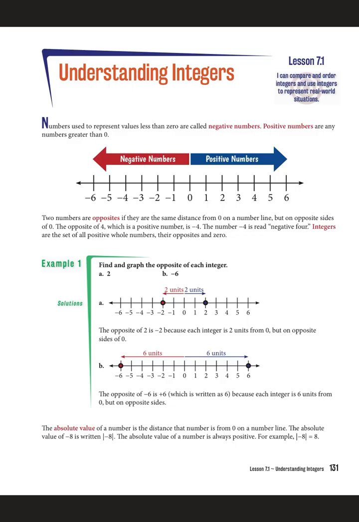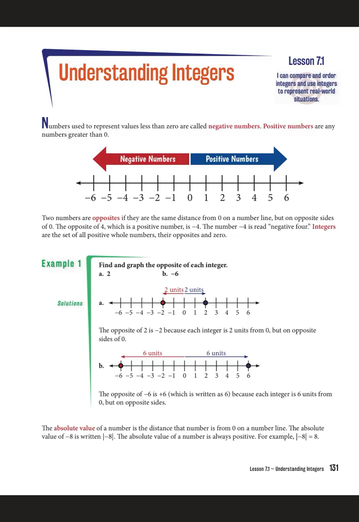By the end of this video, I want you to be able to compare and order integers and use integers to represent real-world situations. Numbers used to represent values less than 0 are called negative numbers. Positive numbers are numbers greater than 0. Kind of like numbers on this number line here underneath it.